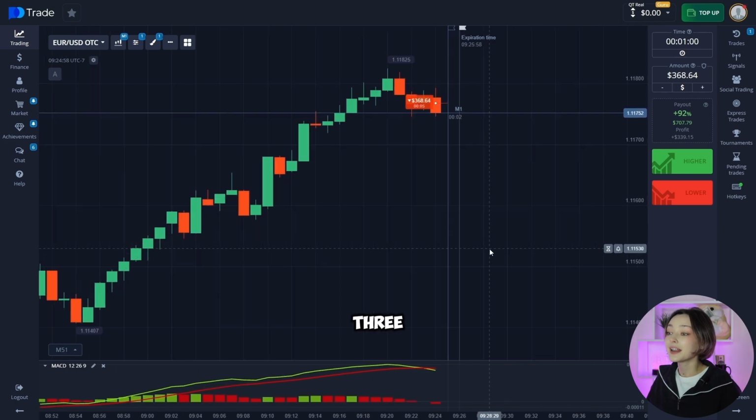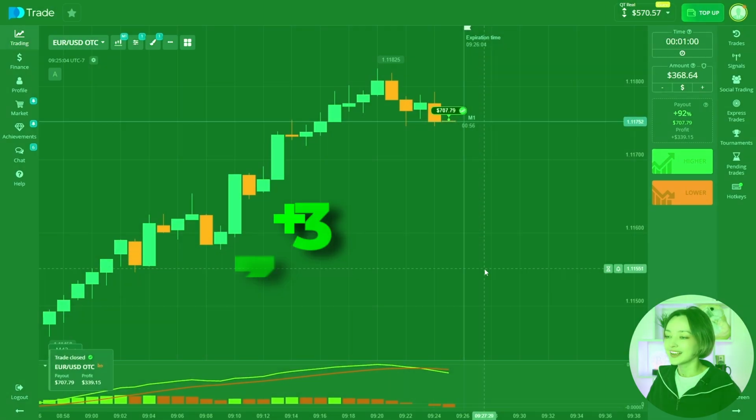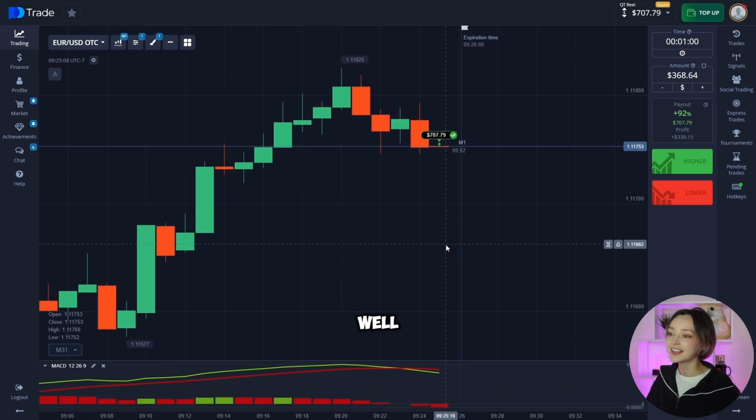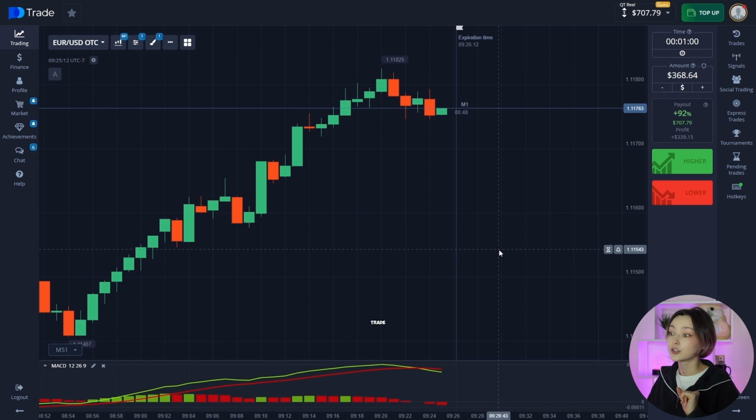There are literally 3 seconds left until the end of the trade. I think that's gonna be a solid profit. Yes, just like I said, we are taking this trade in our favor as well. Let me give you guys one more useful tip before we open the last trade.